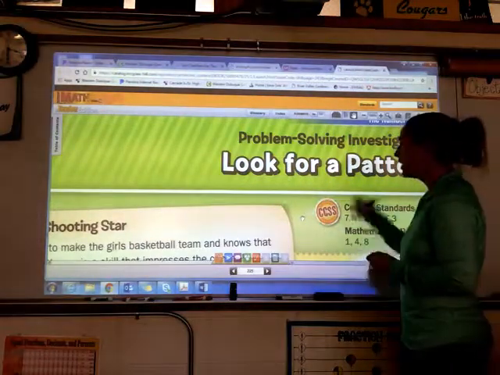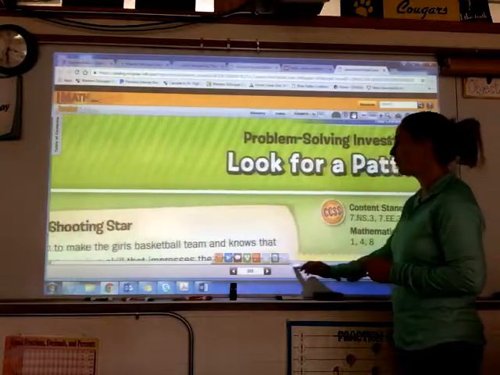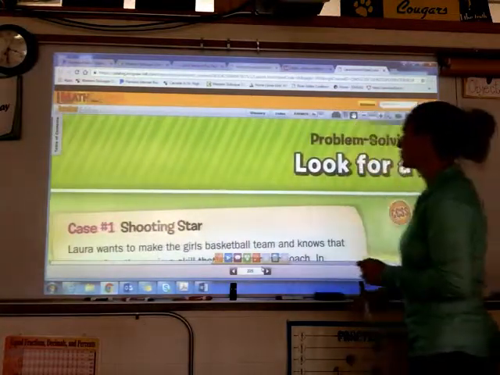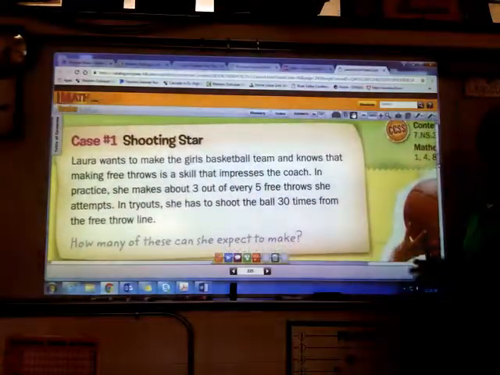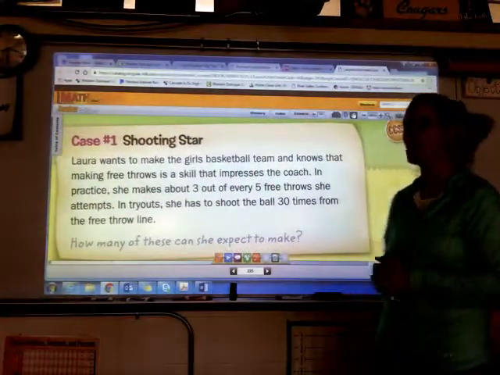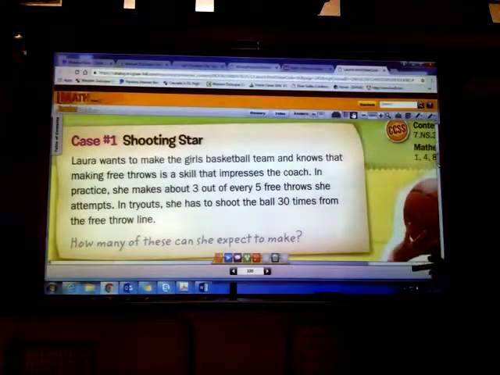So leading up to this, they have given you case number 1 on the top of page 225 in your book. So you should be on the top of 225. We're going to go ahead and take a look at case number 1 and break this down. Case number 1 says, shooting star.